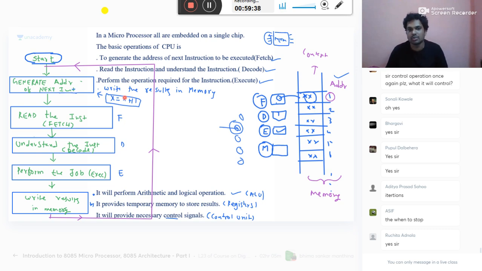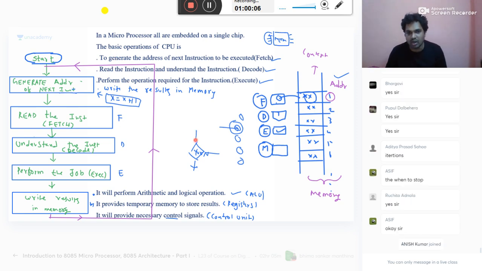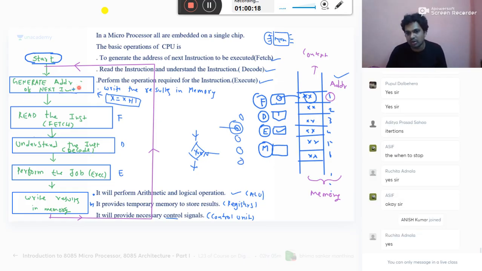Once your job is completed, it can have some decision circuit: job completed, yes or no. Yes, stop. Not completed, go back. But we are not taking one particular program and explaining it, so I am showing it as a continuous operation. If it is one particular program, after this step it will check yes or no, whether the job is completed. You might have studied that in your basic classes also. Here, the difference is that you are able to understand it from a hardware point of view.